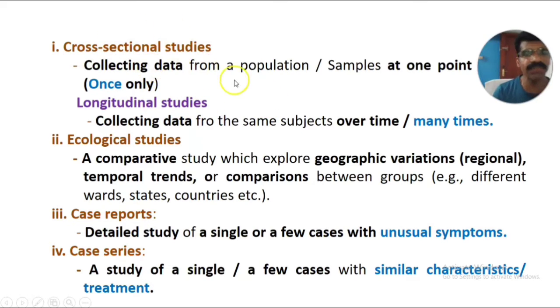So these are the differences between cross-sectional and longitudinal studies. In a cross-sectional study, we collect the data only once from the sample. In longitudinal studies, we collect the data from the same study population many times, more than one time. Then next is ecological studies.